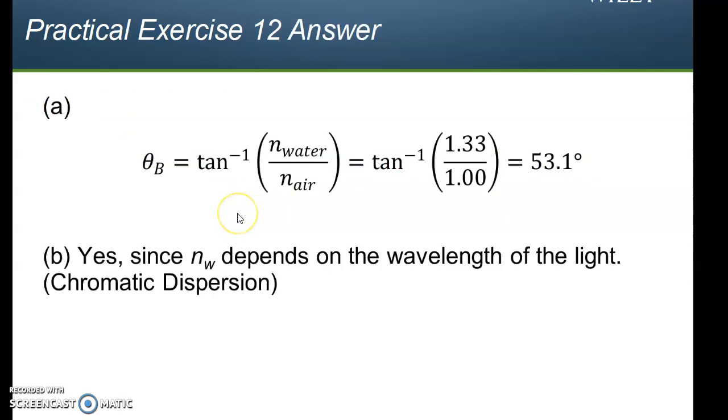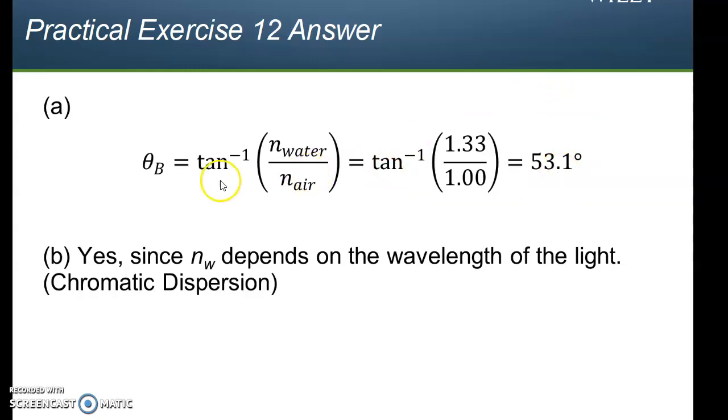So, essentially what you have is Brewster's law, equation 33-49, and that's what we have right here. Theta b equals the inverse tangent of n water over the refractive index of air. And so what this tells you for any one material is that this inverse tangent gives you Brewster's angle. Okay, 1.33 divided by 1.0, and then you take the inverse tangent of that to give you 53.1 degrees.